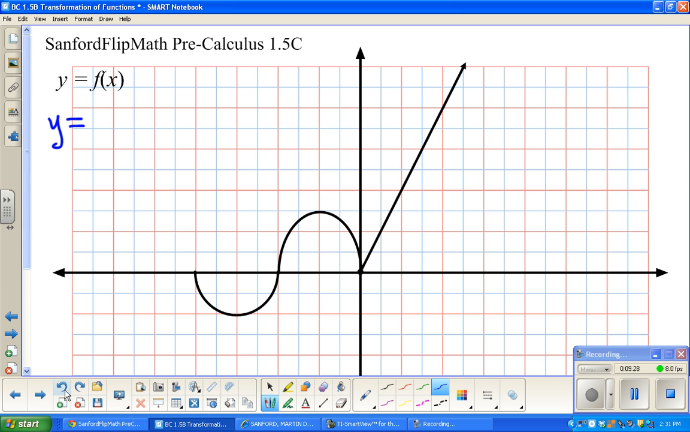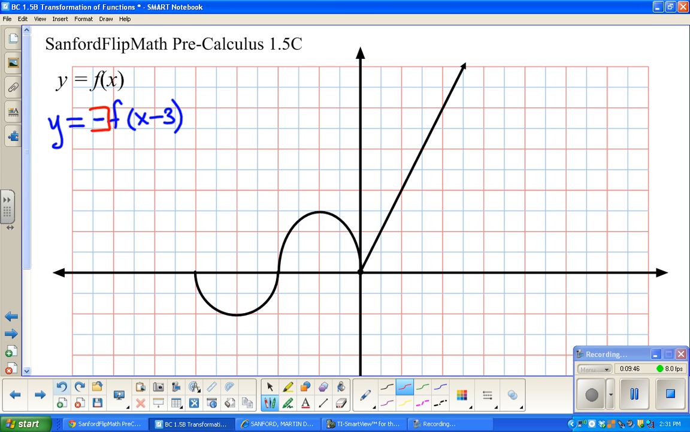So what you're looking at is a graph of y equals f of x. And what we're going to do is do some transformations on this. So let's do negative f of x minus 3. Okay? So things to think about.